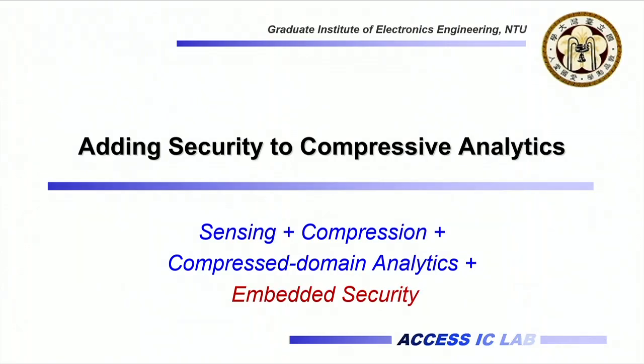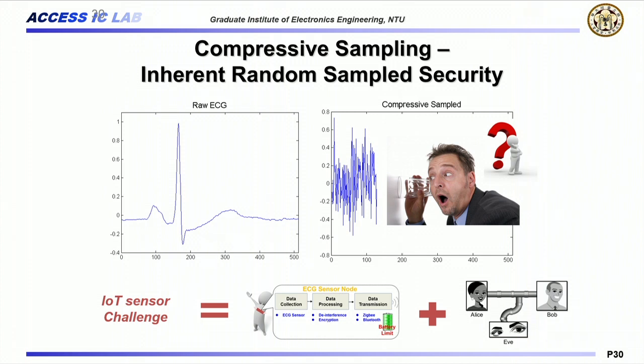The next issue I want to bring to you is more interesting. It is how to add embedded security in compressed sensing. So in the IoT environment, we have lots of biosensors, but there are some crackers or eavesdroppers who want to get your signal. If you look at the signal on the left-hand side, you know this is an EKG. But if you look at the compressed signal, probably you don't know what it is. So that means compressed sensing itself has an inherent security feature. It's scrambled data, so it's not easy to see the details of the original signal.